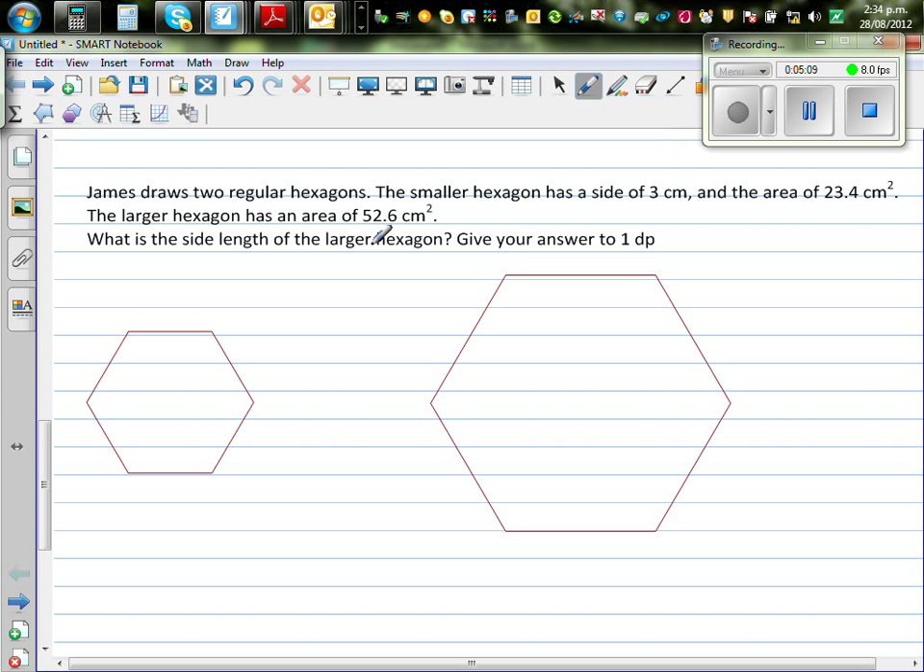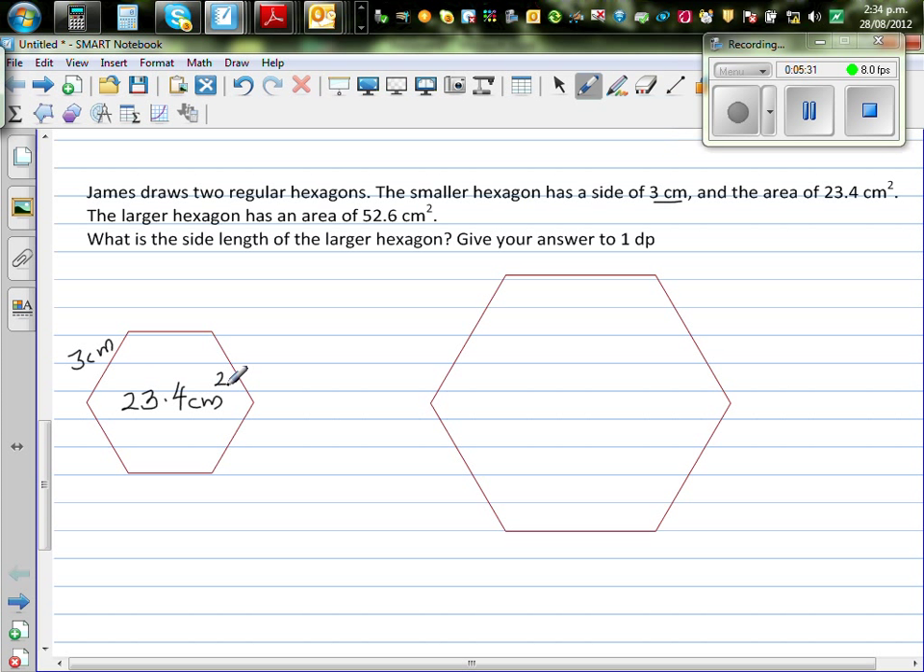James draws two regular hexagons. The smaller hexagon has a side of 3 centimeters. So this is the smaller hexagon, this is 3 centimeters, and the area is 23.4 centimeters squared.